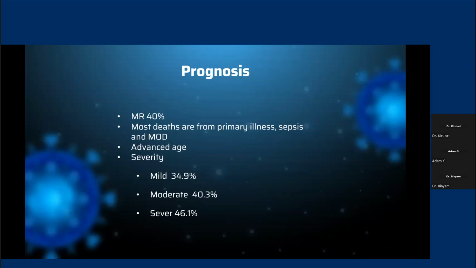The primary illness is the most common, and sepsis and multi-organ dysfunction are the most common causes of death. Advanced age is one of the risk factors. Depending on severity, mild ARDS mortality is around 34.9%, moderate ARDS 40.3%, and severe ARDS 46.1%. So the more severe, the higher the mortality.